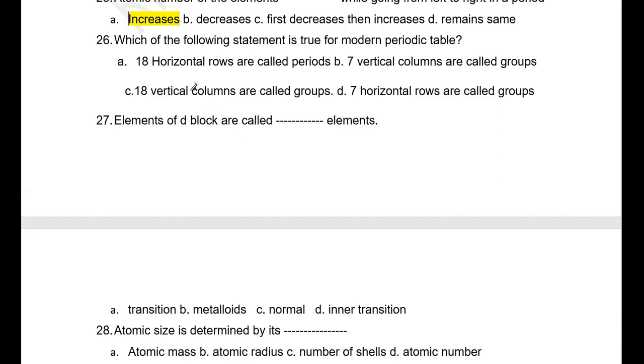Horizontal rows are called periods, but it contains only 7 periods. And 18 vertical groups are there. So which will be the correct answer? Option C. 18 vertical columns are called groups.